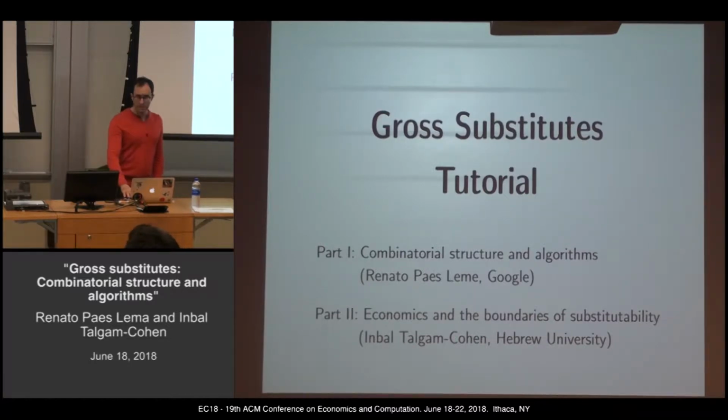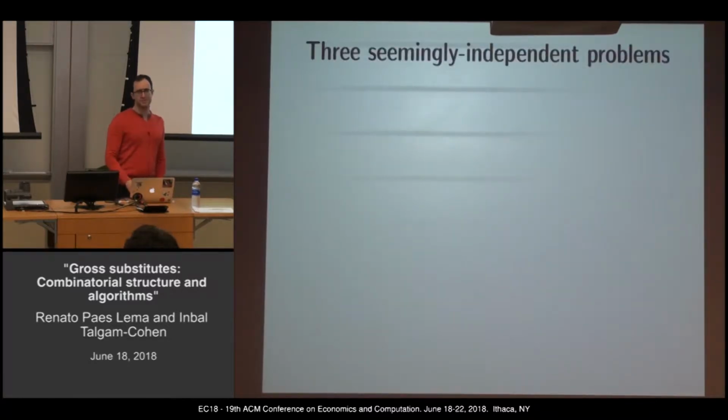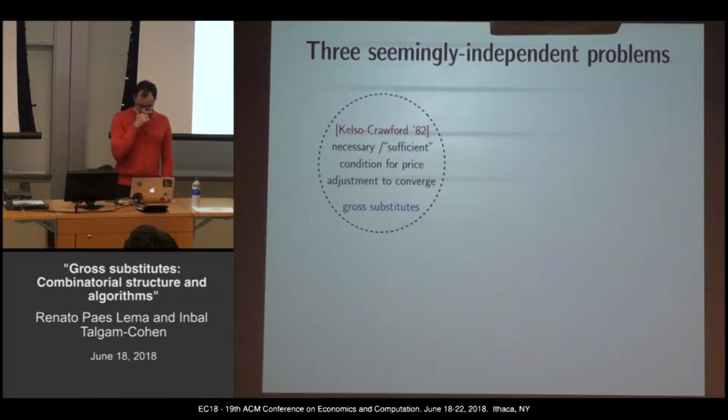So the reason I really like this theory is that it has a very interesting story. They started as 3 different communities, studying 3 different problems that apparently had nothing to do with each other. The earliest of them was in economics. Kelso and Crawford were trying to understand the necessary and sufficient conditions for market equilibrium to exist and for prices to converge to something that clears a market. That's a problem in economics. They came up with this notion called graph substitutes.